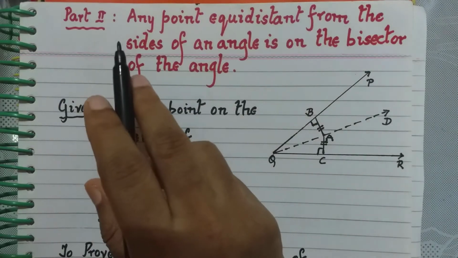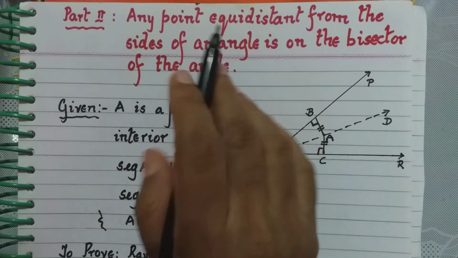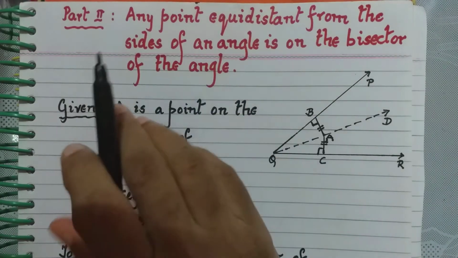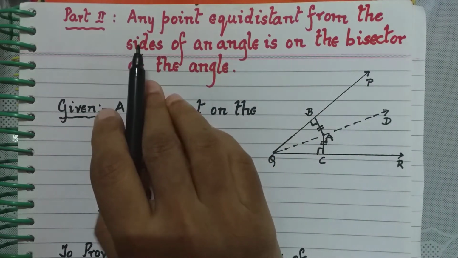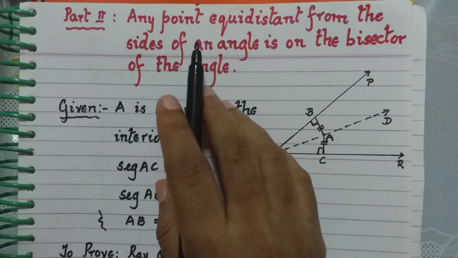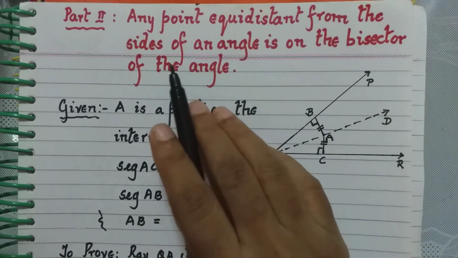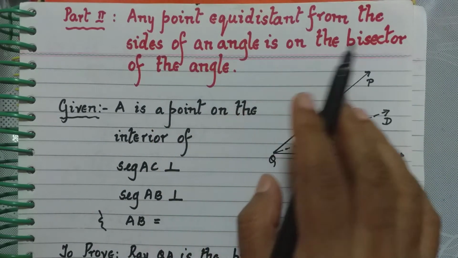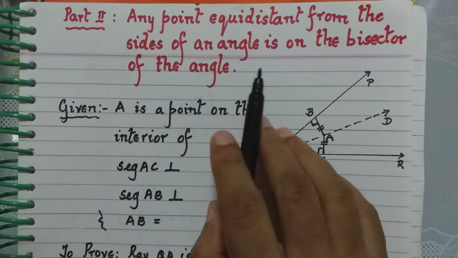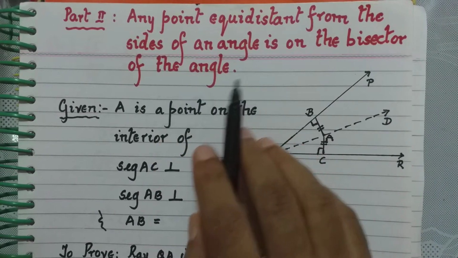Now let us see part 2 of the angle bisector theorem. As we had in the perpendicular bisector theorem, here also we have part 2. What is it saying? Any point equidistant from the sides of an angle is on the bisector of the angle.